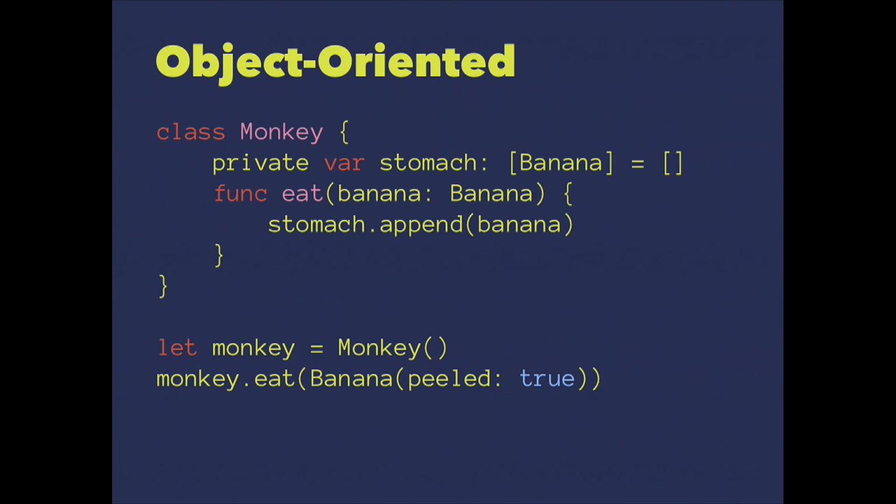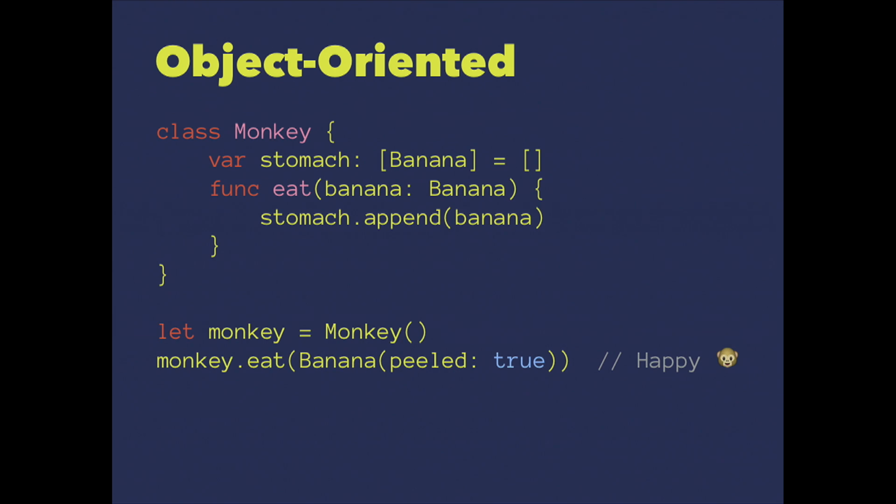A more object-oriented approach might look something like this, where we have the same monkey, but his stomach is hidden from us now. We have an eat function still, but now it lives on the monkey object itself, and it's still doing that, but the outside world has no knowledge of the monkey's internals. It's hidden away from us. This is one of the benefits that we get from object-oriented programming.